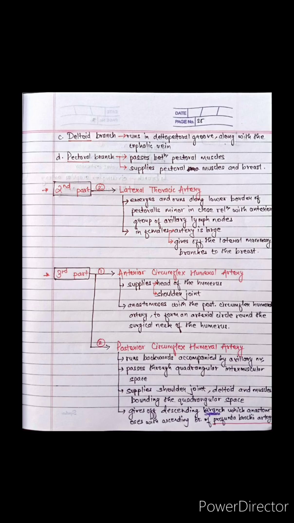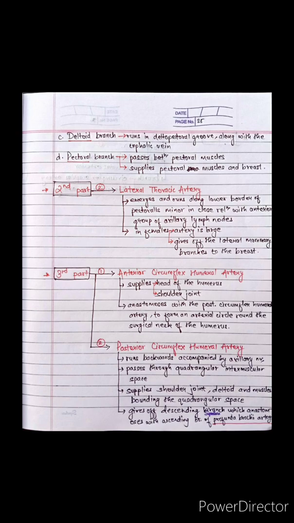Now let's see the second branch from the third part, which is posterior circumflex humeral artery. It runs backwards accompanied by axillary nerve. It passes through quadrangular intermuscular space, supplies shoulder joint, deltoid and muscles bounding the quadrangular space.